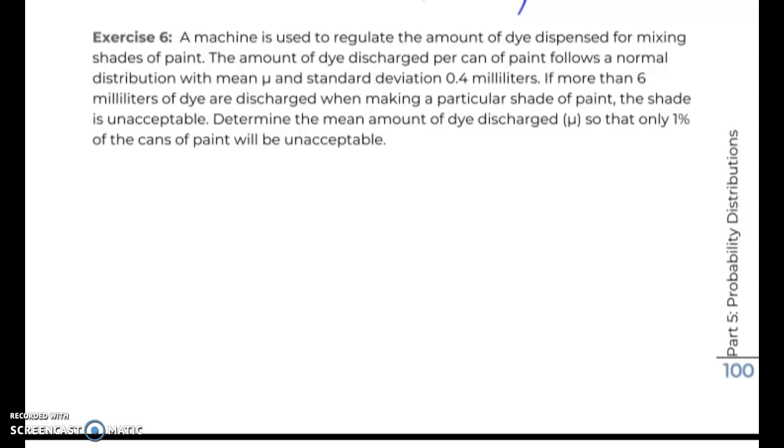Right, here's one last question with another tricky inverse. So over here we have a machine that's regulated to dispense dye, and it says it follows a normal distribution with mean mu and standard deviation 0.4. So right away we know it's a normal distribution. We're going to put in everything we know. We don't know the mean, but we do know the standard deviation.